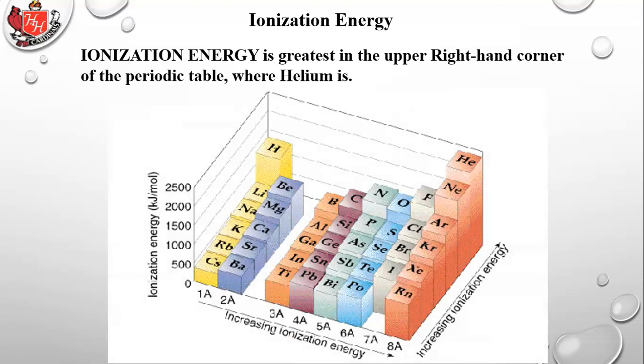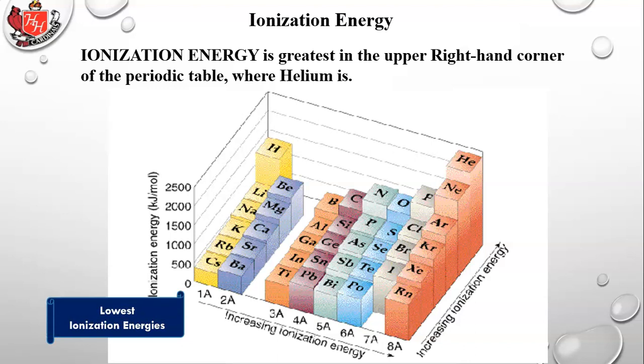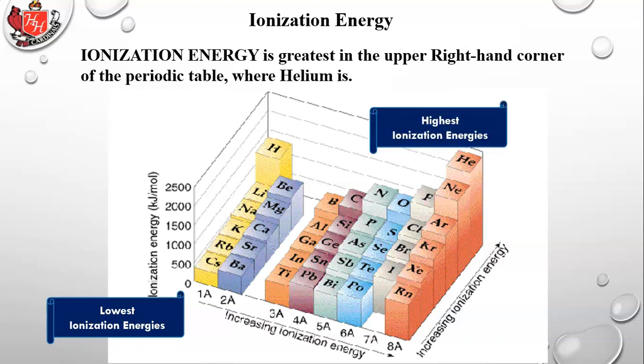So here's a perspective view of it. Ionization energy is greatest in the upper right-hand corner of the periodic table where helium is. So you can see helium is the tallest of those blocks. That's the highest ionization energy. The lowest ionization energies are going to be down where you see cesium, barium, rubidium, strontium down in the lower left-hand corner. Those would be the lowest. The highest would be, as we said, helium, neon, and so forth, up in the upper right-hand corner.